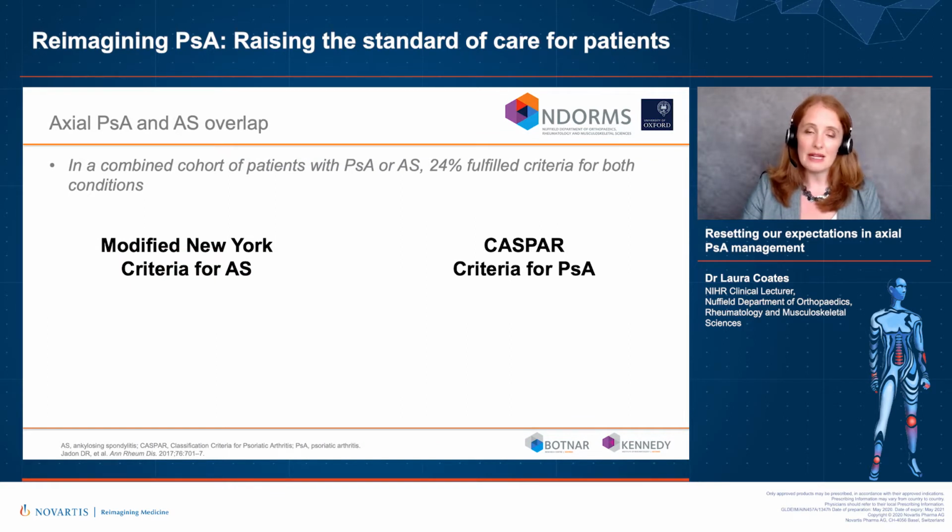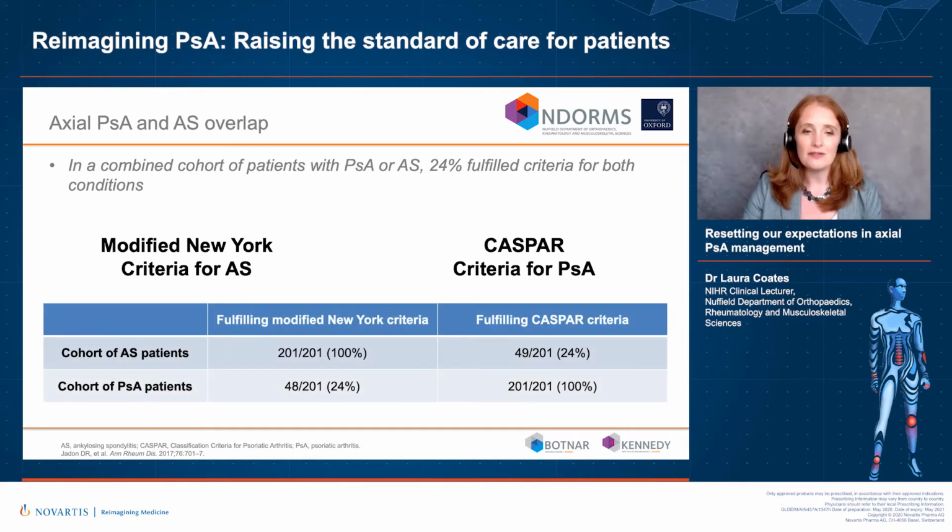And this is clear when we look at patients. If we take a cohort of patients with psoriatic arthritis and AS and look at those who fulfill these two different criteria, this is looking at the modified New York criteria, which requires radiological change, and the CASPAR criteria, which I showed previously. And you can see here that around 25% of patients fulfill both criteria.